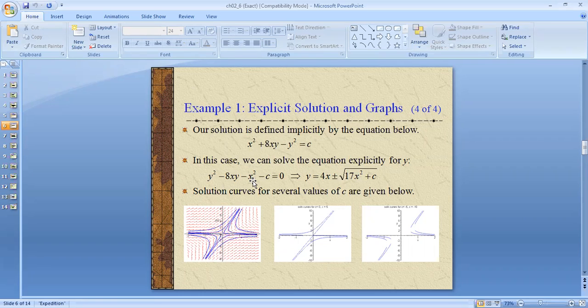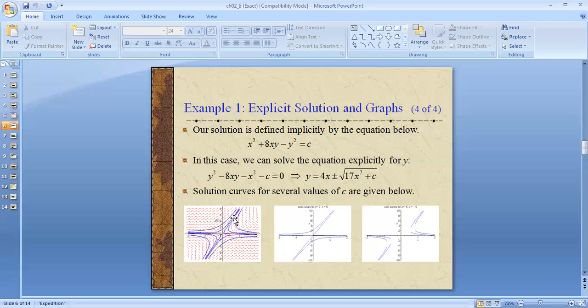Quadratic equation x square plus bx plus c equal to 0, where y is the variable and x and the others are constants. That means x square plus bx plus c equals to 0 will give x equals to minus b plus minus square root b square minus 4ac divided by twice a. Using this relation we get y equals to 4x plus minus square root 17x square plus c. For different values of c we get the real value of y, and using values of x, different kinds of graphs we got. Solution curves for several values of c will give this.